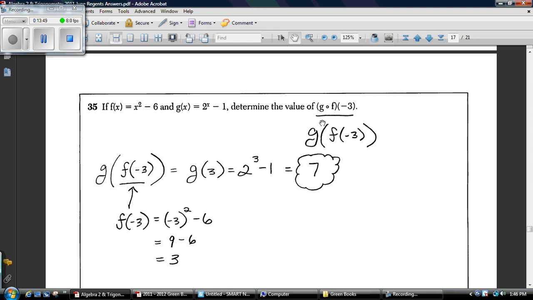This is compositions using functions. This notation can be rewritten like this. That's the trick. Remember, start right to left. Find out how much f at negative 3 is. It's 3. Stub it in. Solve. Boom. There's your answer.